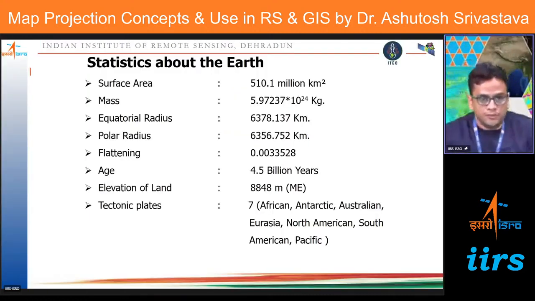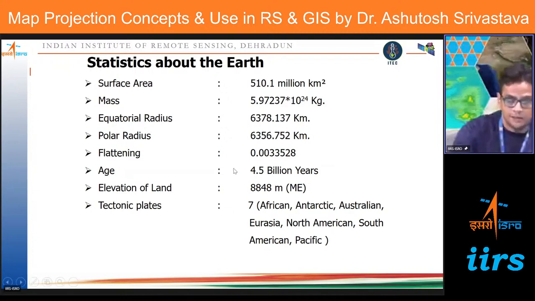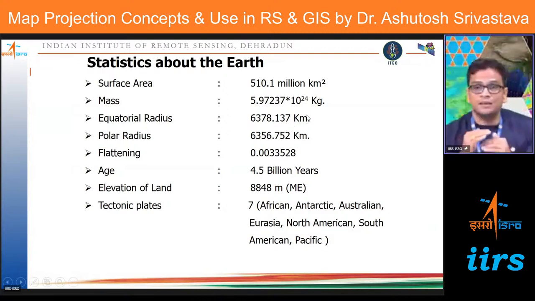Now, we will start with our slides. The basic stats about Earth, you know that: surface area is roughly 510.1 million square kilometers. Mass is around 5.9 times 10 to the power 24 kg. Its equatorial radius is 6378.137 kilometers, and polar radius is 6356.752 kilometers. You can see here the polar radius and the equatorial radius. There is some difference, around 22 kilometers. So both radii are not equal.